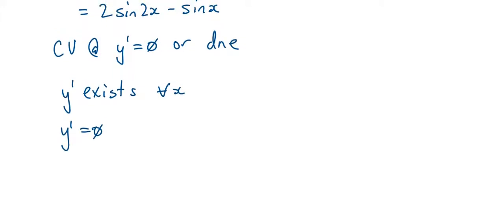So y prime equals 0 when 2 sine 2x minus sine x equals 0. And from MHF, how do we solve that? Do you remember solving trig equations? It's one of the hardest things you do in all of MHF.